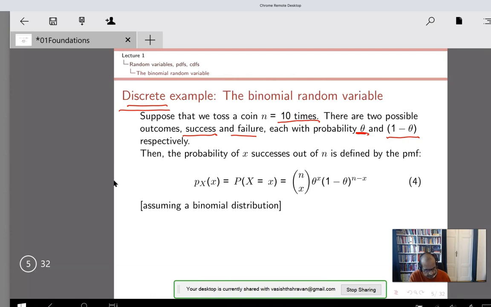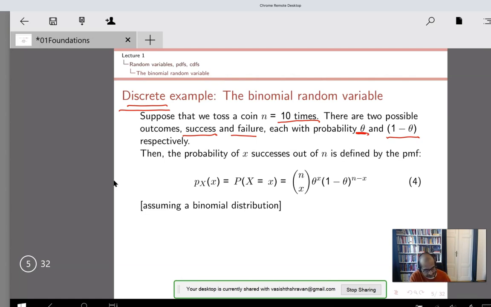Okay, so in this particular case, we have a situation where we can get a success or a failure every time you toss a coin. And if we toss the coin 10 times, we can get either 0 heads, all tails, right? Or we can get 1 heads, or 2 heads, or 3 heads, and all the way to 10 heads, right? These are the 11 possible outcomes that we can have. That's the support of X here, okay?